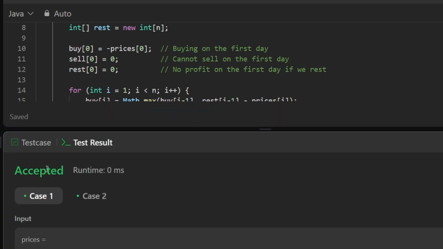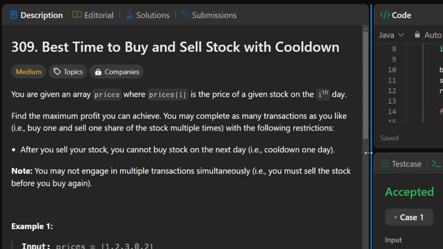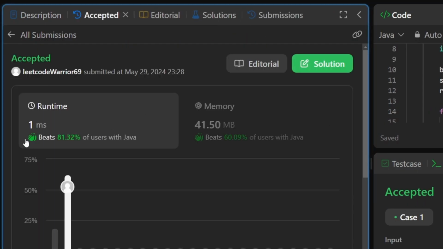Okay, seems like our solution is working as expected. Let's submit this code. And our code runs beautifully. It beats almost 80% of all the other users, which is pretty significant. And once again, the solution of this code is present in our GitHub repository. So feel free to go ahead and check it out from there.